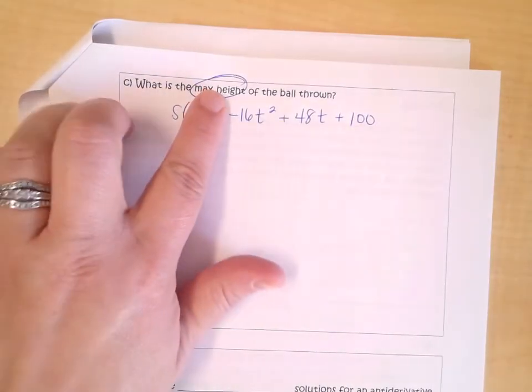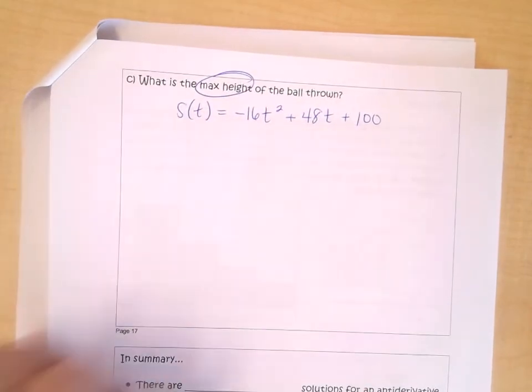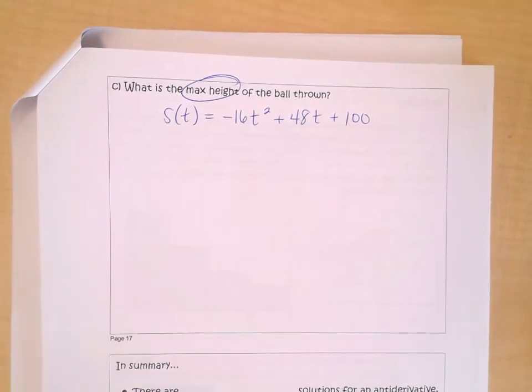Max height would be what in relation to this formula? The 100? No, it wouldn't. But the 100 is a good guess because that is a height. But remember, that's where I threw it up from. So it's definitely higher than the 100.